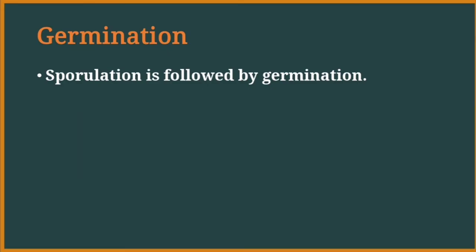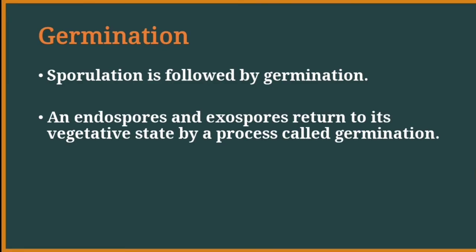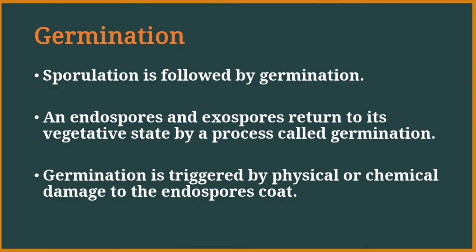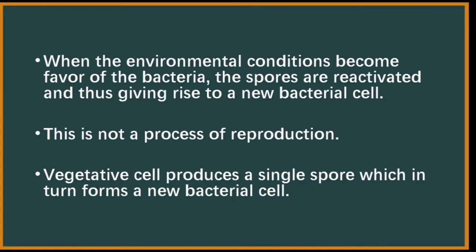Sporulation is followed by germination. Endospore and exospore return to their vegetative state by a process called germination. Germination is triggered by physical or chemical damage to the endospore's coat. When the environmental conditions become favorable for the bacteria, the spores are reactivated and thus give rise to a new bacterial cell. Keep in mind, this is not a process of reproduction. A vegetative cell produces a single spore which in turn forms a new bacterial cell.